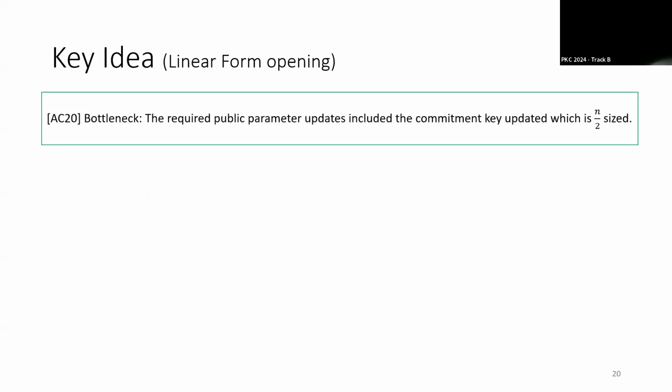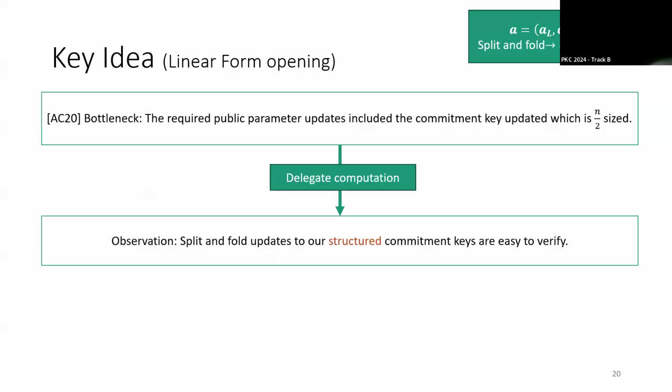Okay, so as we saw earlier, we have an n/2 length vector being sent across if we just look at the first compressing proof of knowledge. So the public parameters also go through the same process. So we have an n/2 length public parameter being computed, and we want to delegate this computation from the verifier to the prover. So the key observation we make is that split and fold updates are easier to verify when we use structured commitment keys.